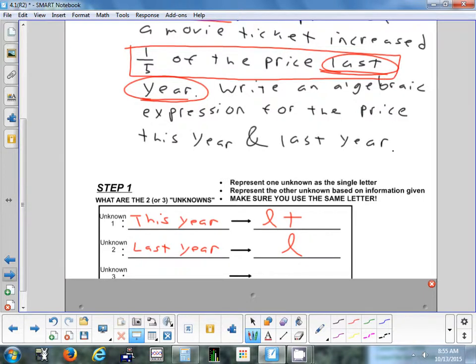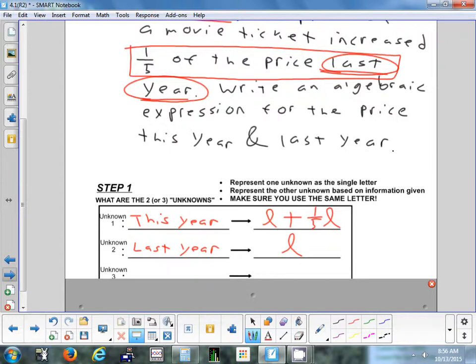Anybody think they know what's going to go right here? Yeah, perfect. If you can get that one, you can get any of them. That's a really hard one. Okay? So we got this year and we got last year. Last year was at the end of the sentence, so it got the single variable. So those three things were pretty easy. This top one I think was hard.